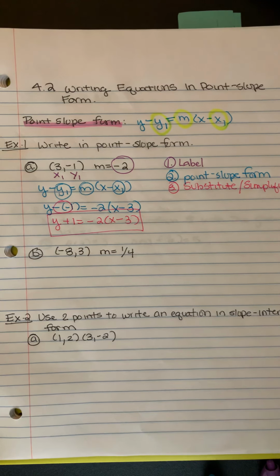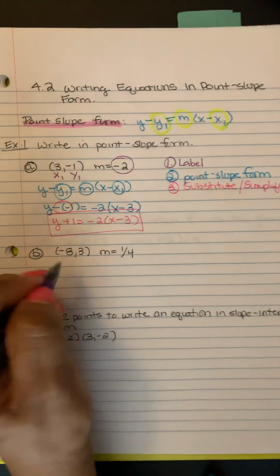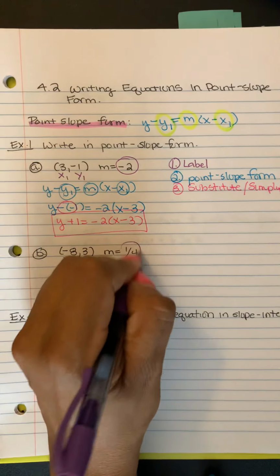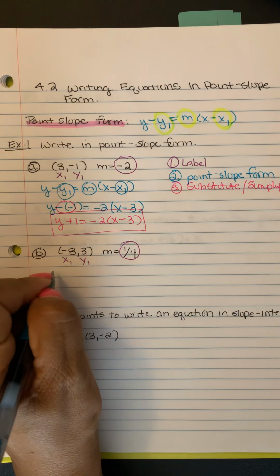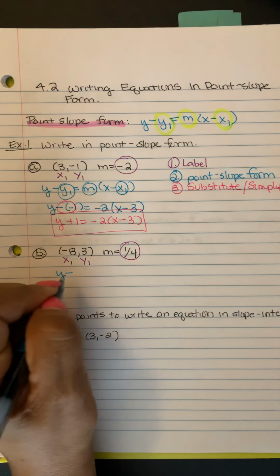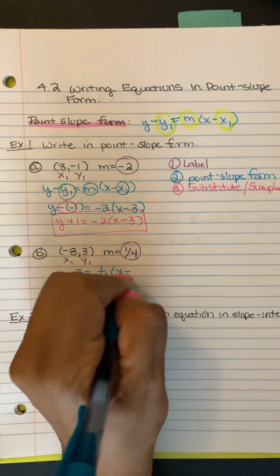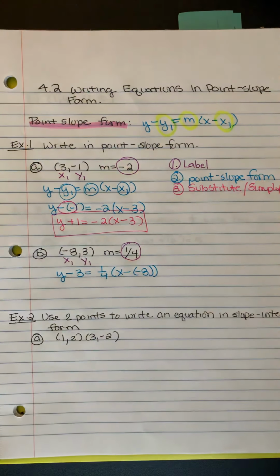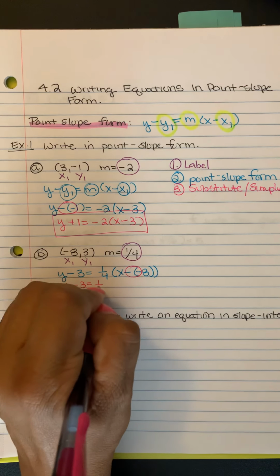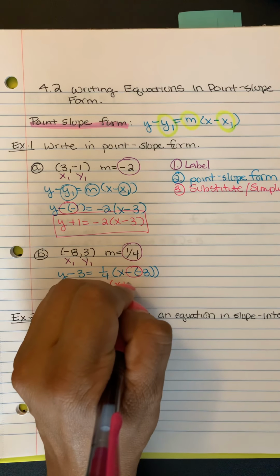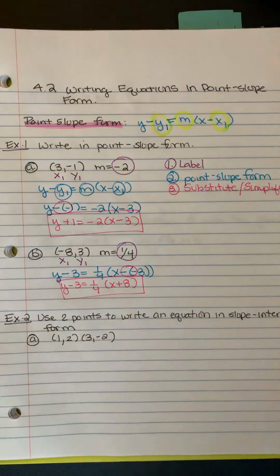All right, let's go ahead and do the exact same thing. This time you don't have to write down the steps, but we are going to follow those steps. Step 1 is going to ask us to label. Step 2 says put it in point slope form. So y minus y sub 1, which is 3, equals 1/4 x minus -8. Simplify. Y minus 3 equals 1/4 x plus 8. And there you have it.